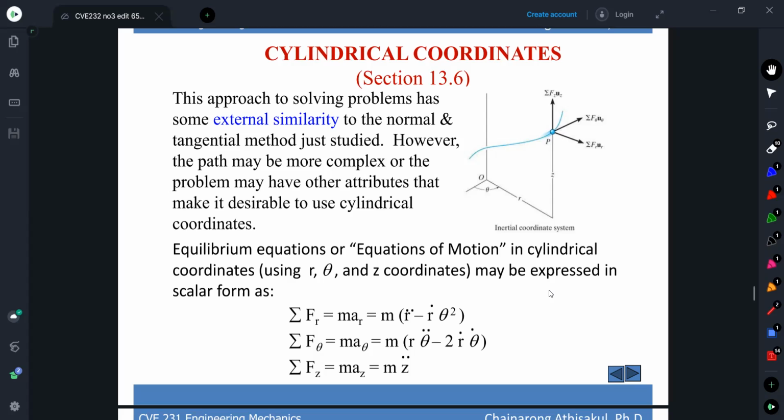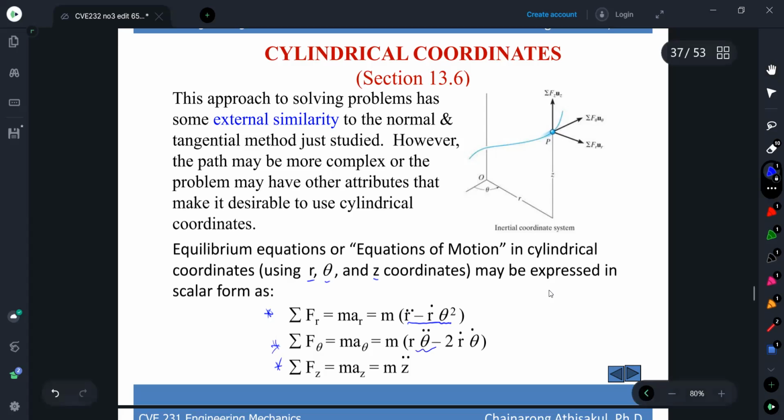So the equilibrium equation in the cylindrical coordinate system, where we use r, theta, and z coordinates, may be expressed in scalar form like this. It is decomposed into three scalar equations: summation F_r equals m a_r, where a_r is equal to r double dot minus r theta dot squared, and summation F_theta equals m a_theta, where a_theta is composed of r theta double dot plus 2 r dot theta dot. And the last one is summation F_z equals m z double dot.